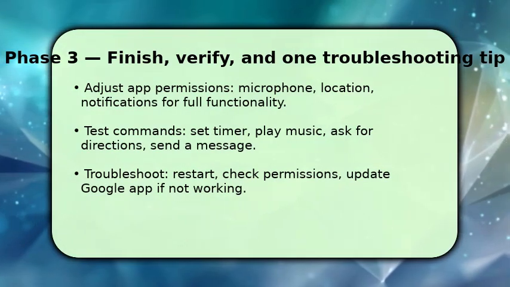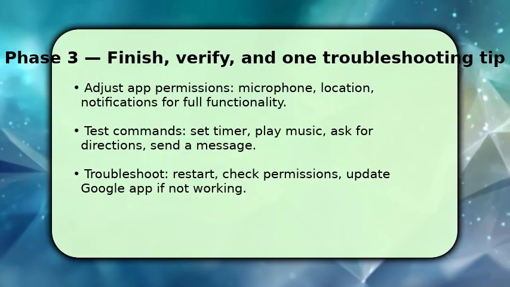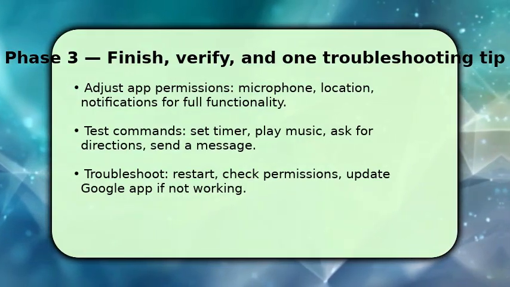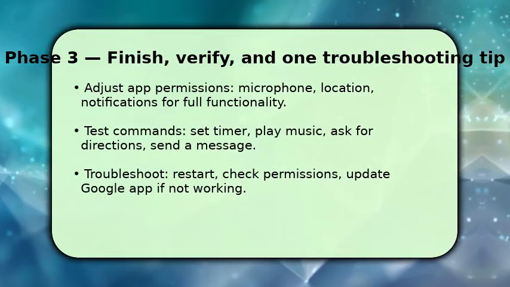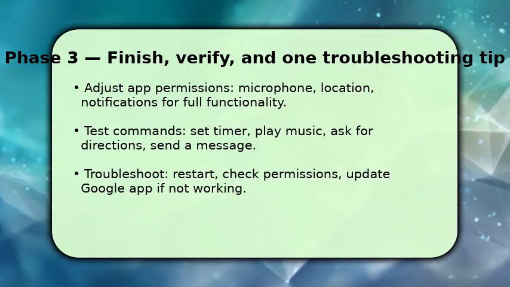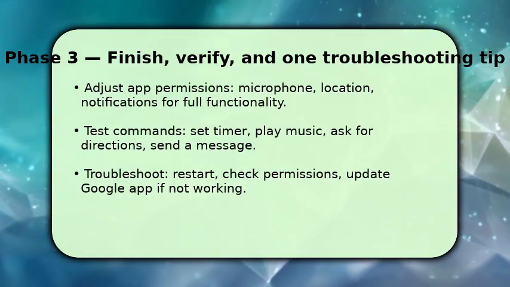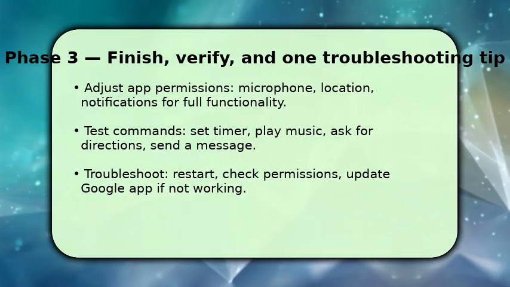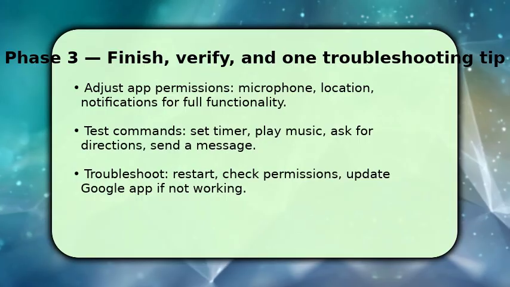Finally, fine-tune permissions and run practical tests to confirm everything works. Go to Settings, Apps, Google, Permissions, and ensure microphone, location, and notifications are allowed, because Assistant needs them for many tasks. Then try commands like set a timer, play music, or get directions to confirm real-world behavior.